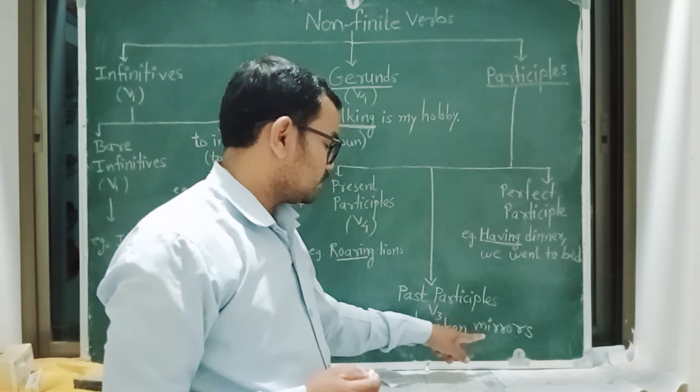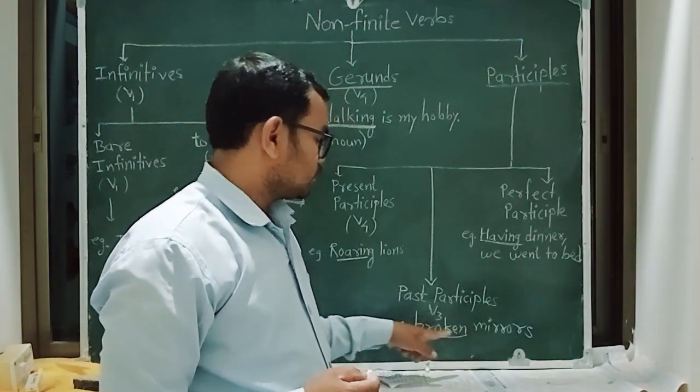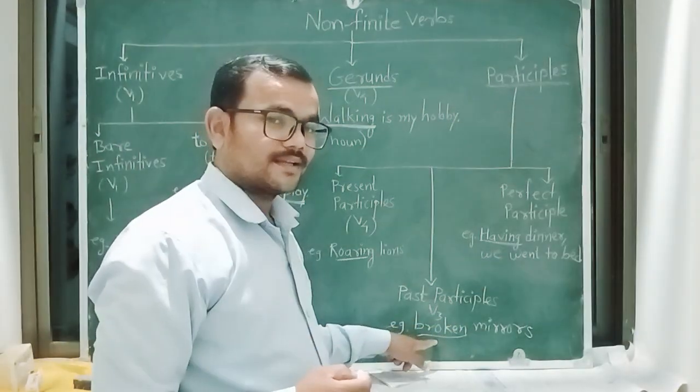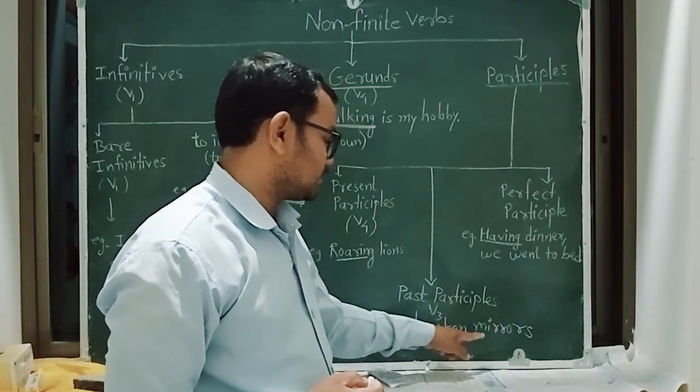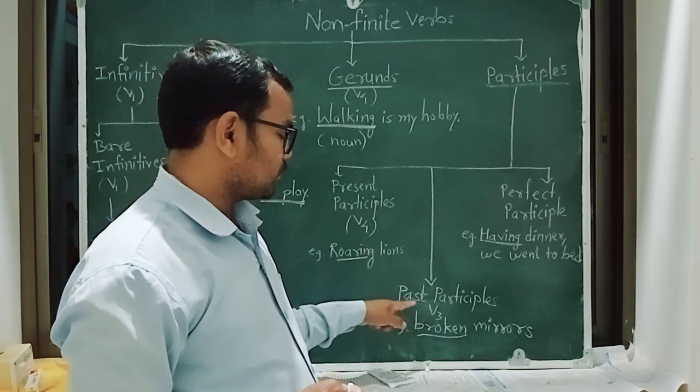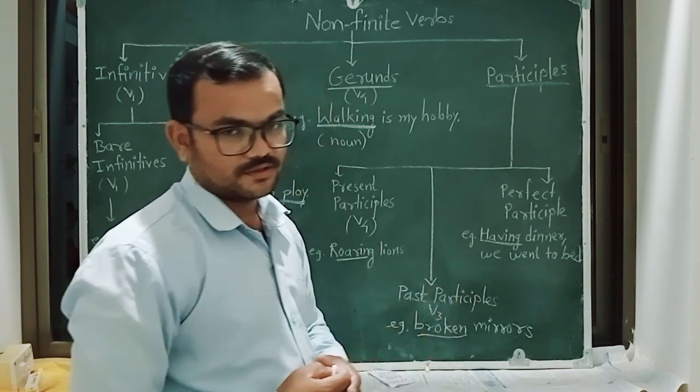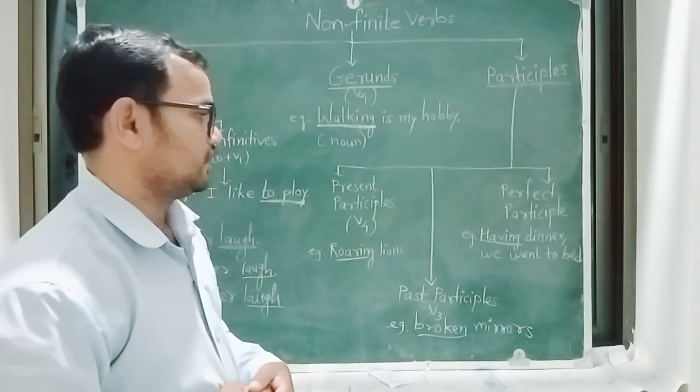Mirrors is a noun, right? So broken is over here acting as an adjective. If the V3 form of the verb is acting as an adjective in the sentence, then that form of the verb is known as a past participle. V3 form of the verb, right?